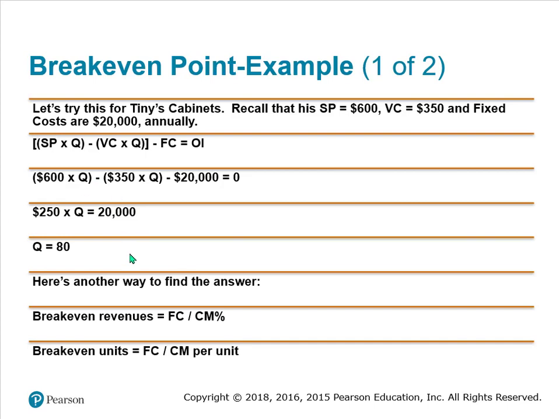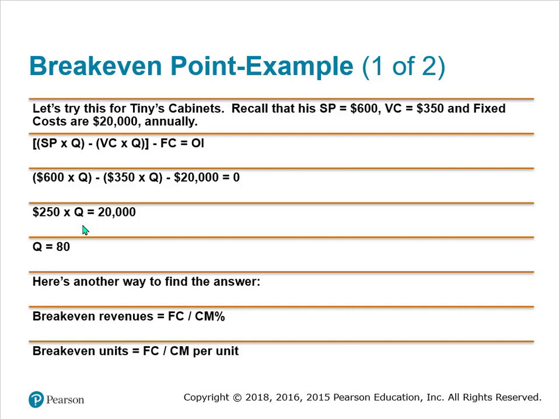This is how they did it. The way I would do it is right down here. What you're doing here is setting everything equal to 0. So your selling price times the quantity minus variable cost times the quantity minus your fixed cost is equal to 0. And I'm going to say that's at break even, right? So 250 Q equals 20,000 and your quantity is 80.